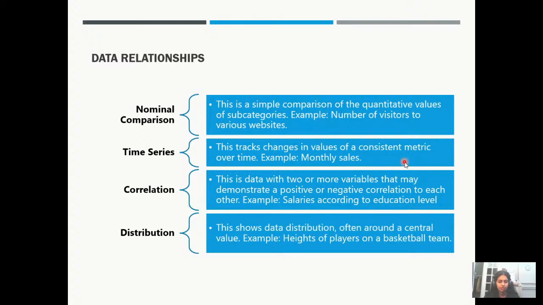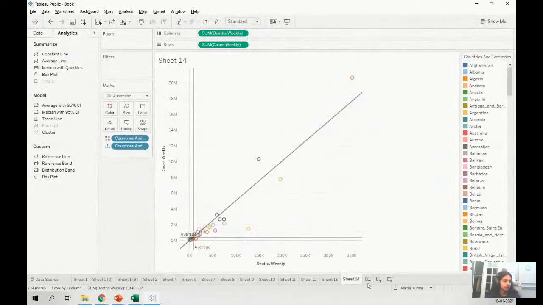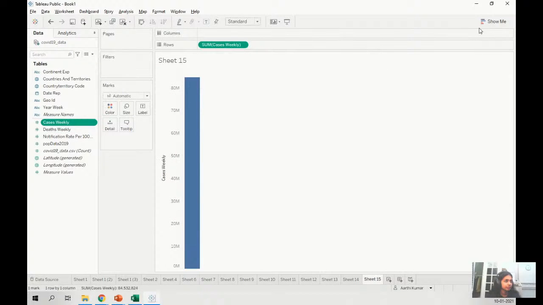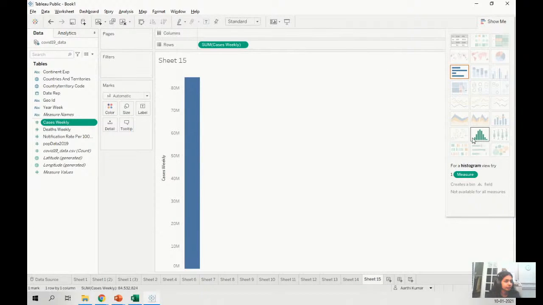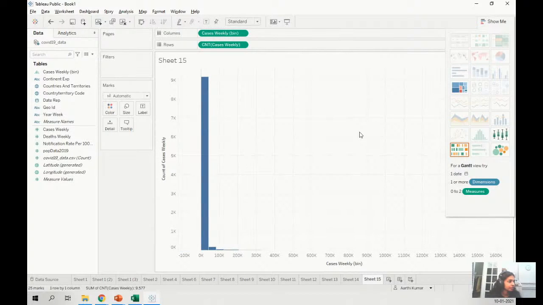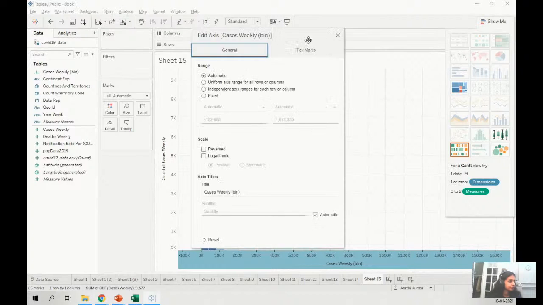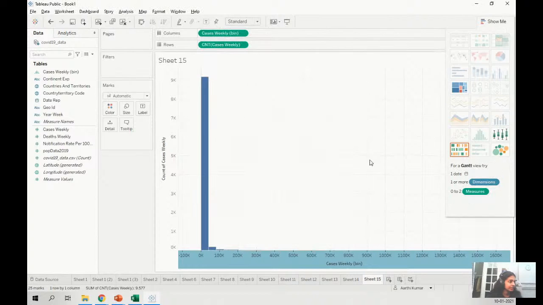In this case, maybe I'll take a minute to go back to Tableau and show how to do a histogram there. What I'm going to do is add the cases and then click on the histogram. So here, 0 to 9,000. This has automatically created the bins, 0 to 9,000 cases.